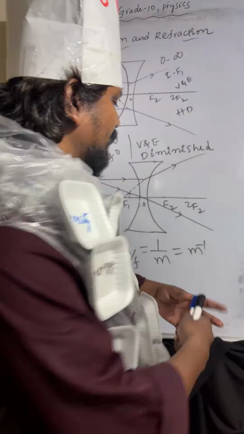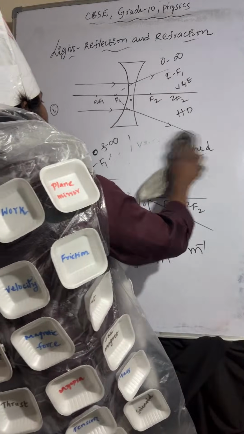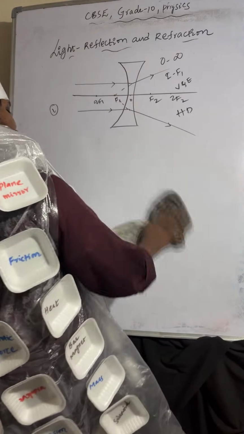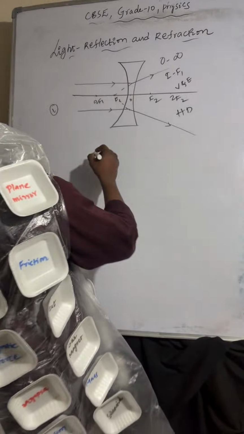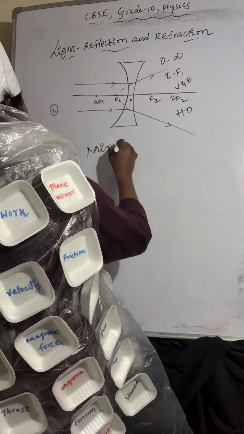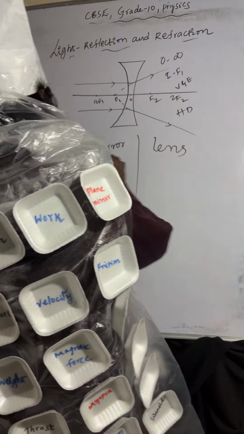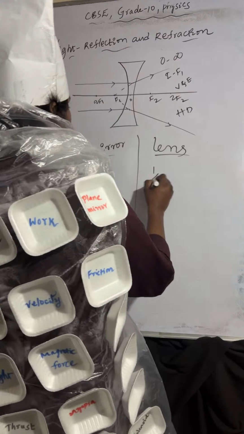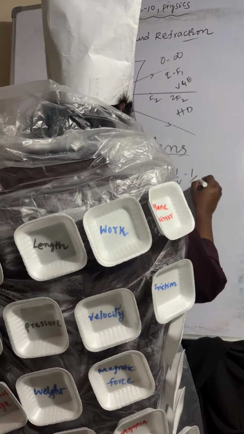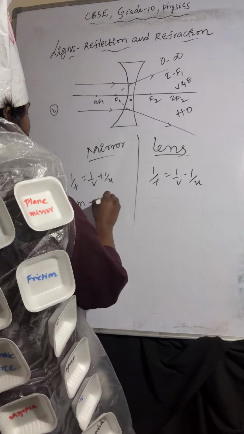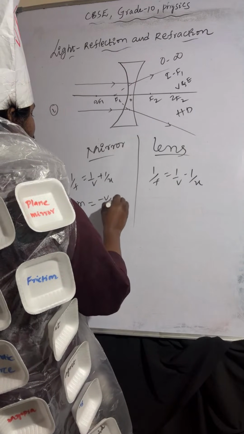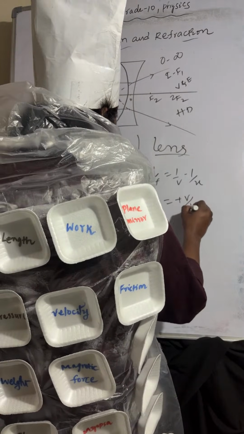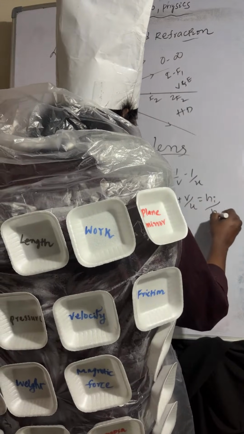I hope you get it. I'll write on the board to check once. This is for the mirror and the lens. Mirror formula: 1/f = 1/v + 1/u. Lens formula: 1/f = 1/v - 1/u. Mirror magnification is -v/u, which is the height of the image by the height of the object. For the lens, +v/u is the height of the image by the height of the object.